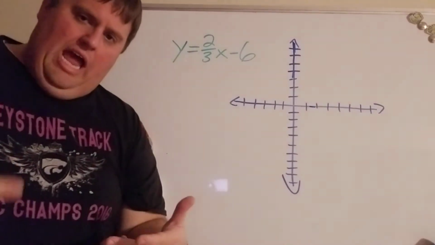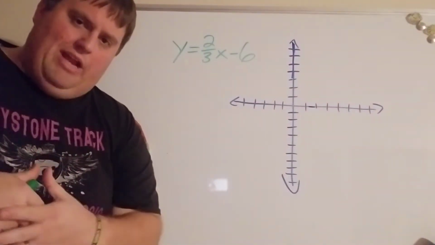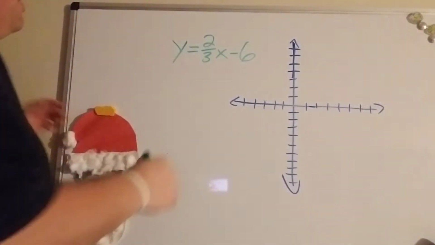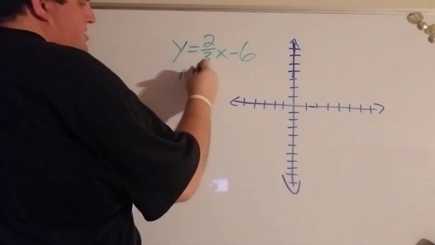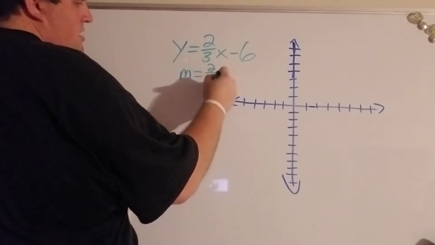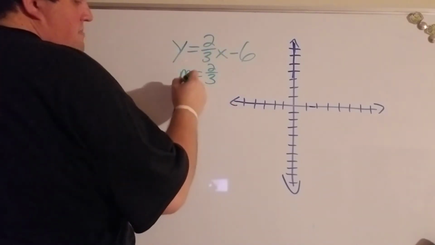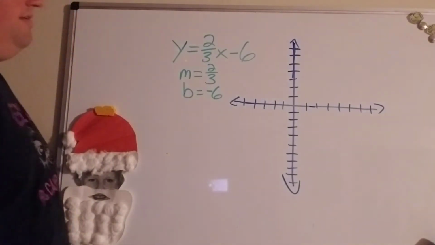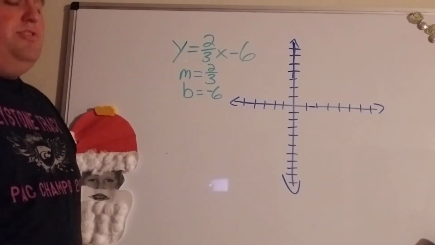I still want to identify my slope and my y-intercept, because those are the two things that I'm going to use all the time. So my slope here is 2/3, whatever's in front of x. My y-intercept here is negative 6. So how are those two things going to help me?